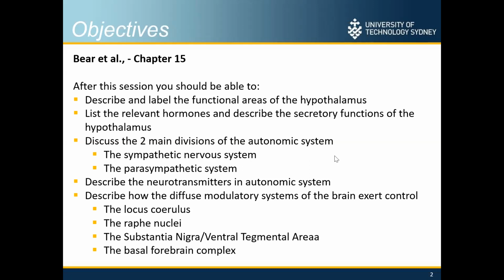We'll also describe the neurotransmitters in the autonomic nervous system, and describe how the diffuse modulatory system of the brain exerts its effects, particularly with the structures noted here: the locus coeruleus, the raphe nuclei, the substantia nigra, ventral tegmental area, and the basal forebrain complex.